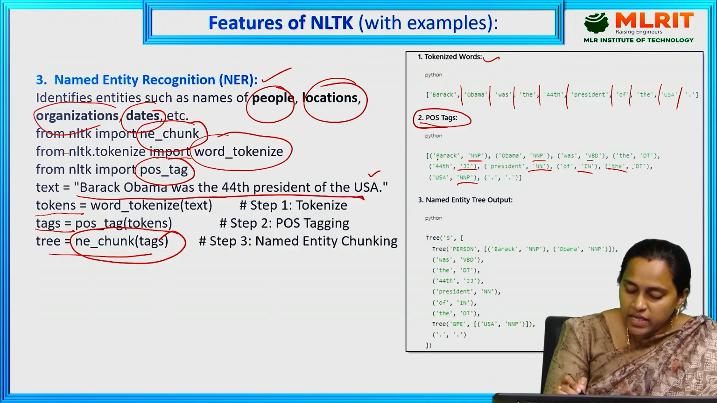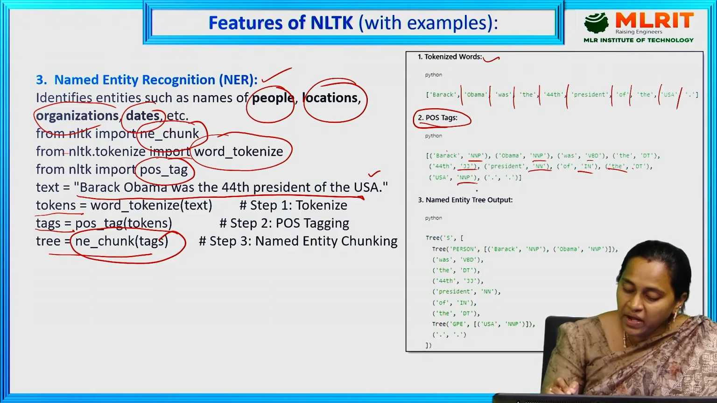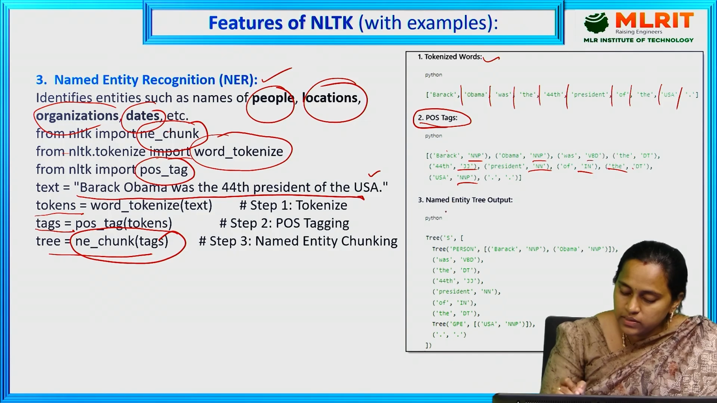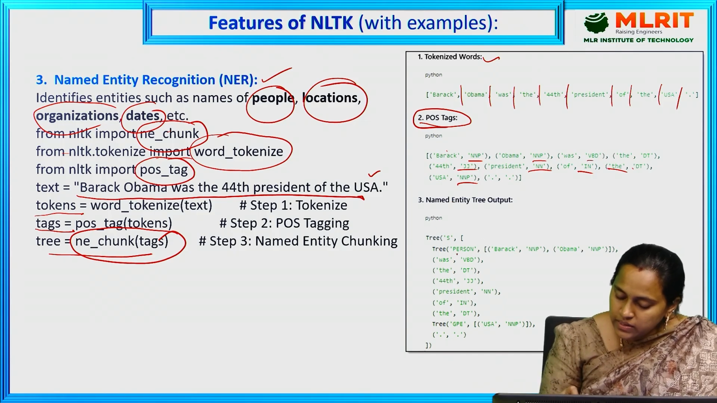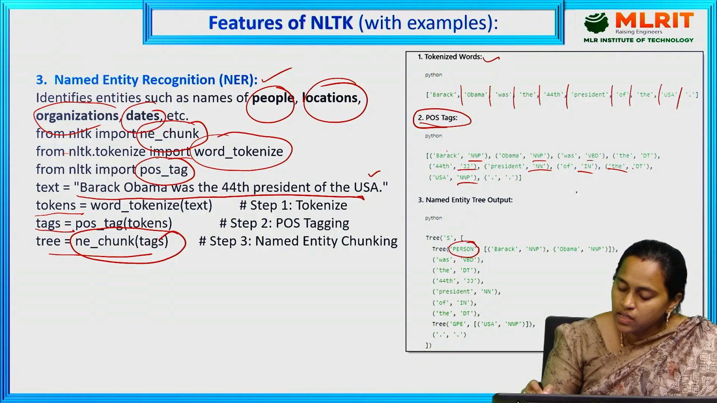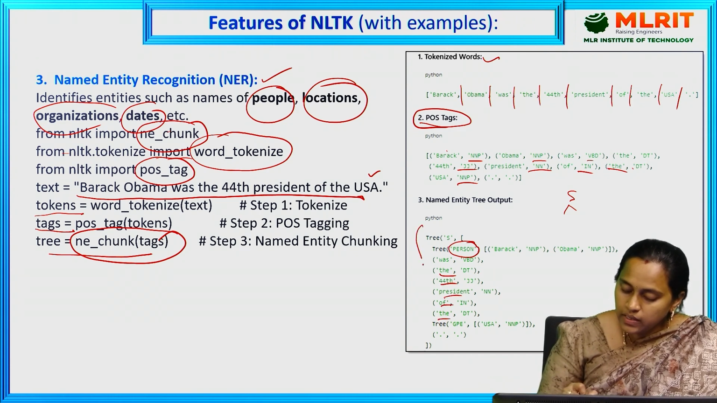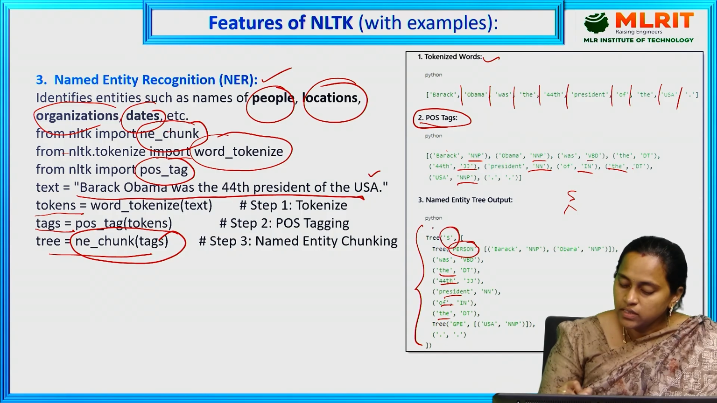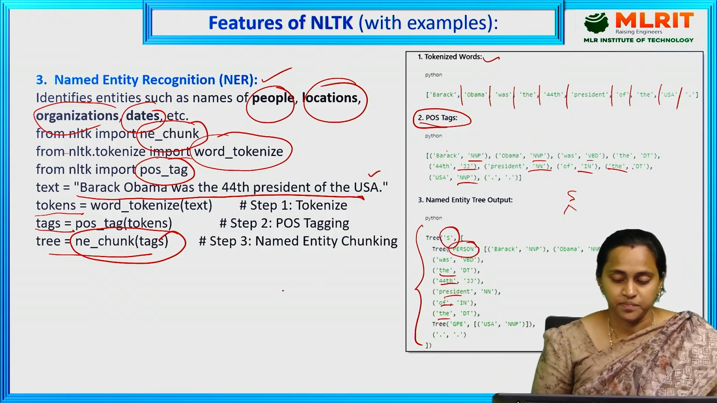After POS tagging, we have to find out the named entity. This is a tree structure. Person is Barack Obama, and then was the 44th president of the USA, in a tree. This is a tree structure, which contains child nodes.